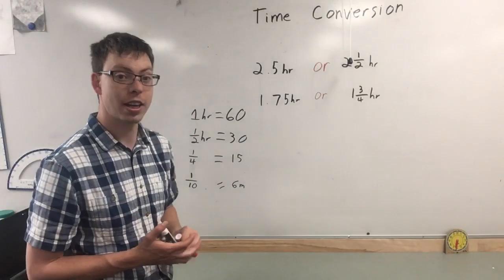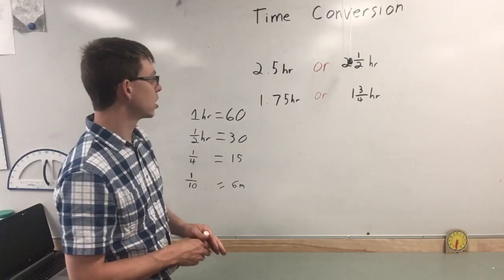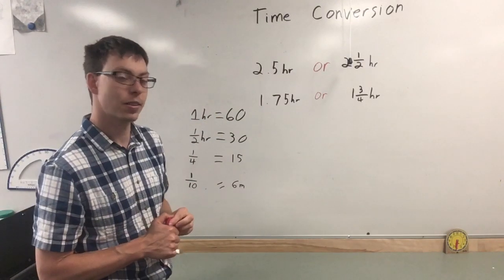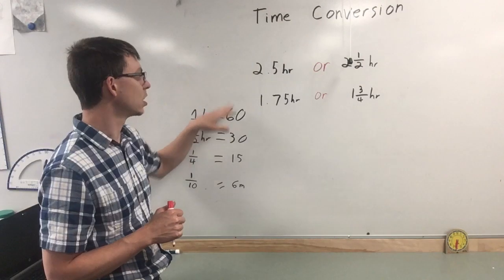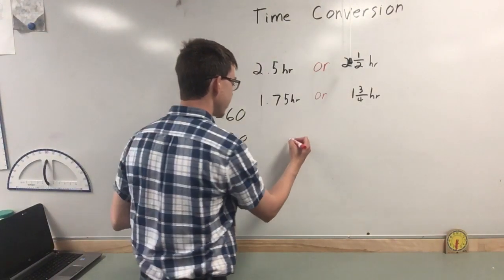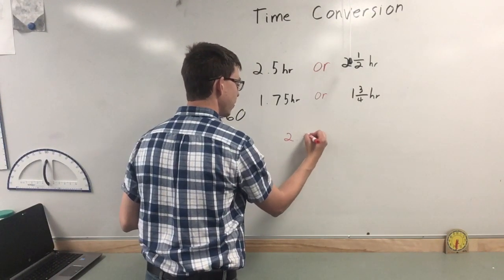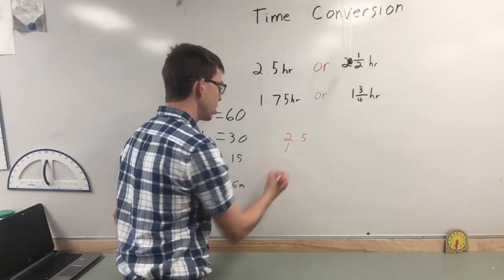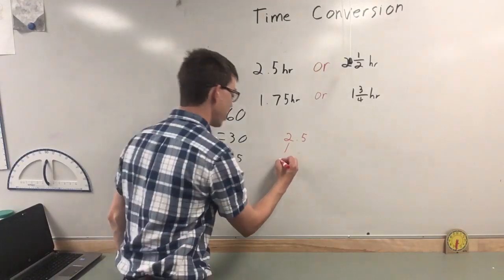So let's go ahead and answer one of these questions. So I'm going to answer the first one. 2.5 hours, how many minutes? Well, I know 1 hour is 60 minutes. So I'm going to break this up. Okay? So here's my 2.5. And I'm going to take out the 2. 2 hours is 120 minutes.